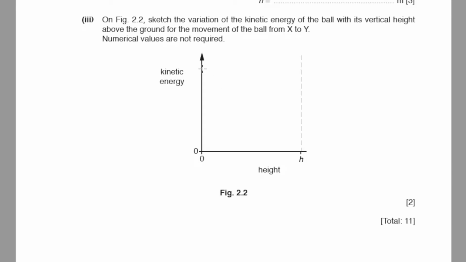So I'll have a negative gradient with a straight line. My graph shouldn't be ending at 0 kinetic energy at height h, because at height h it says that kinetic energy is 1.805 joules.